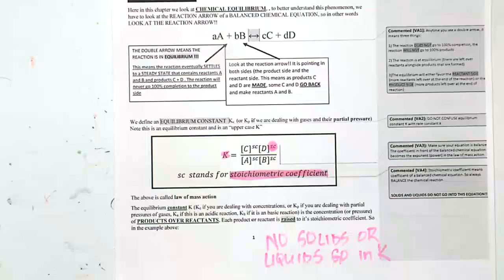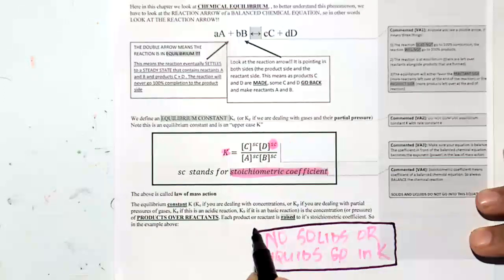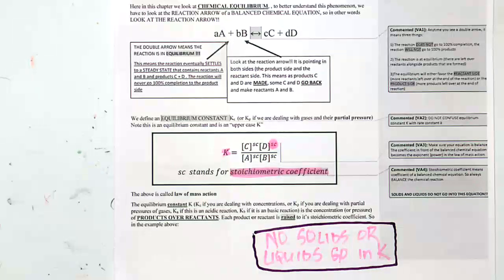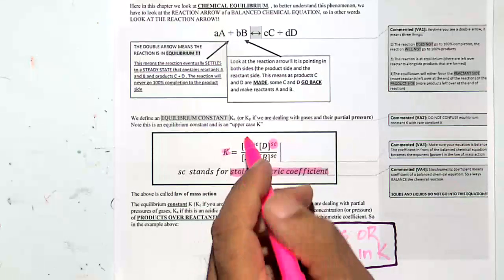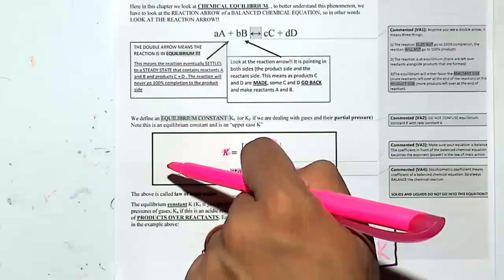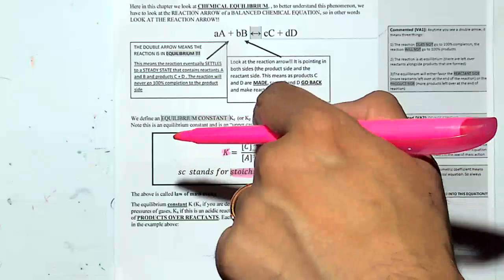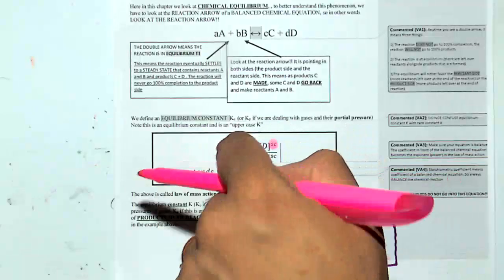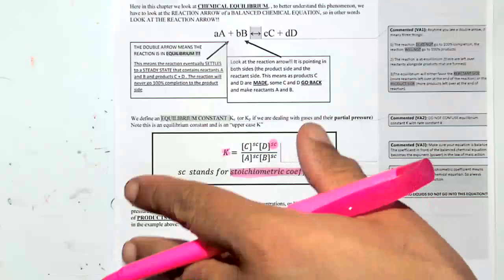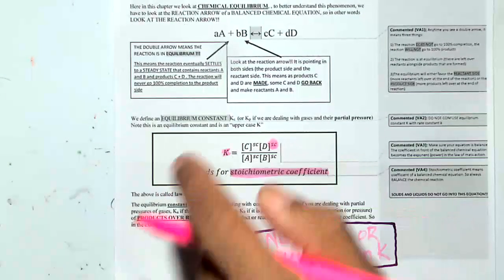Absolutely no solids or no liquids go in the equilibrium constant K. Okay, no solids, no liquids. So if you see a solid in here, does it go in this K? Yes or no? Okay, now if you see a liquid in here, does it go in this K? Okay, you just ignore it. You pretend it's not there. It's there, but it doesn't go in here. Okay, it does not go in here.